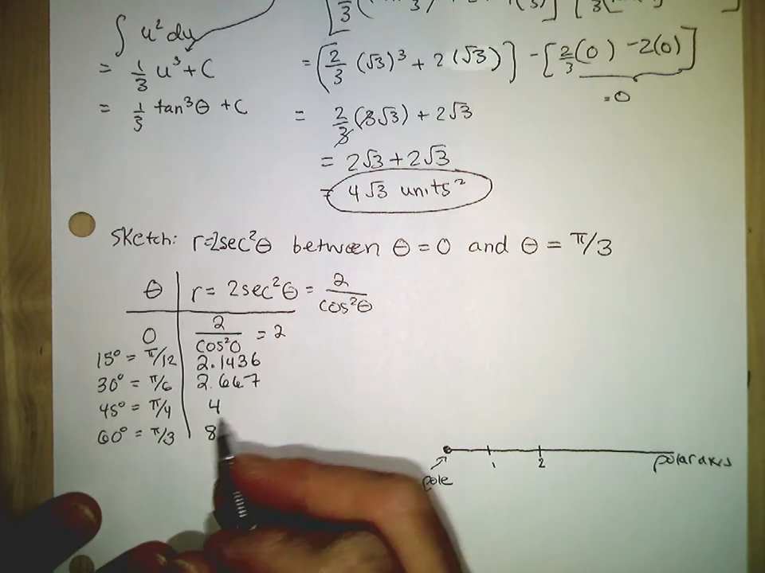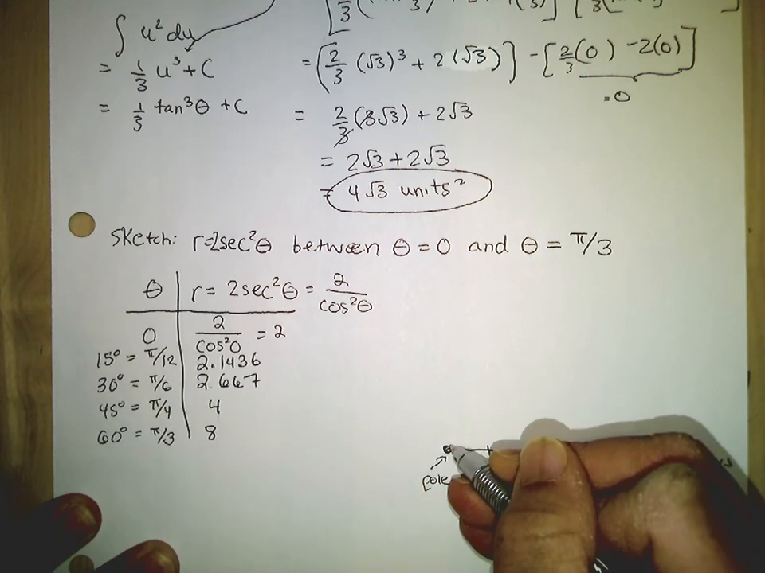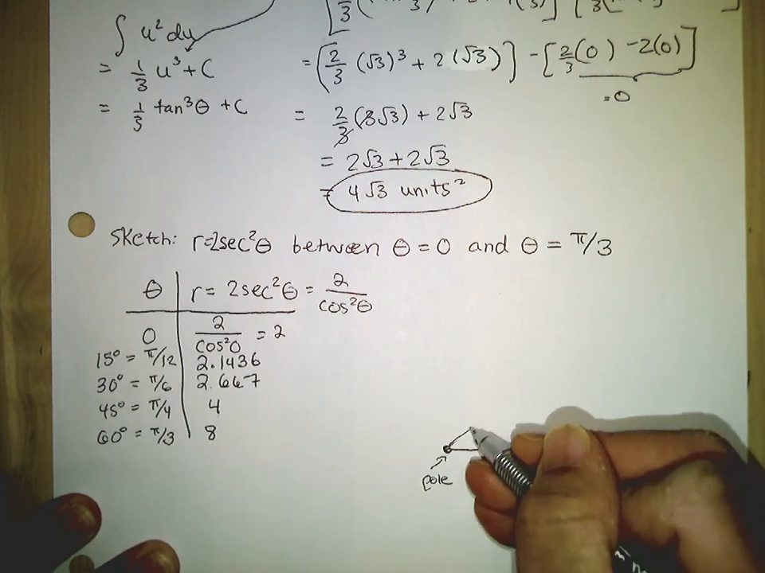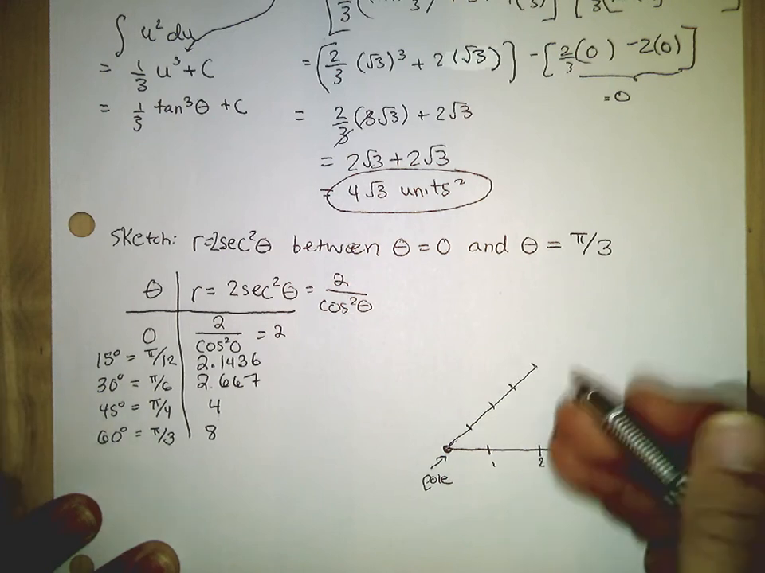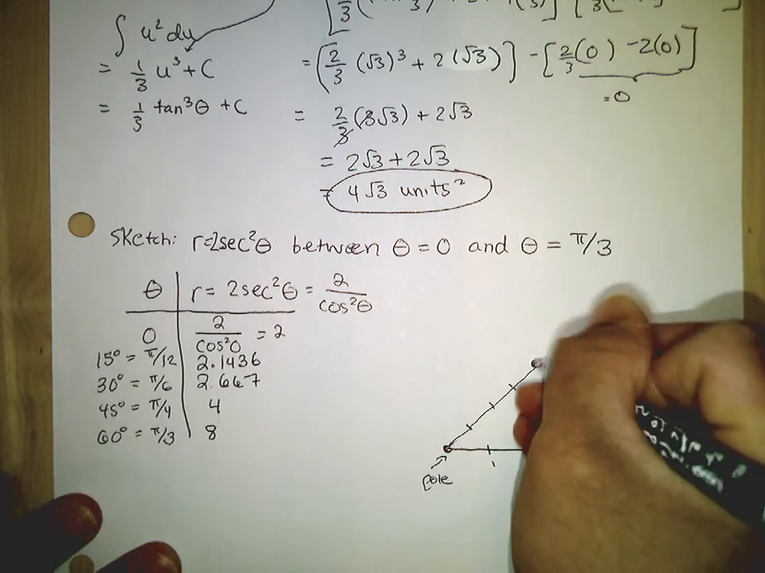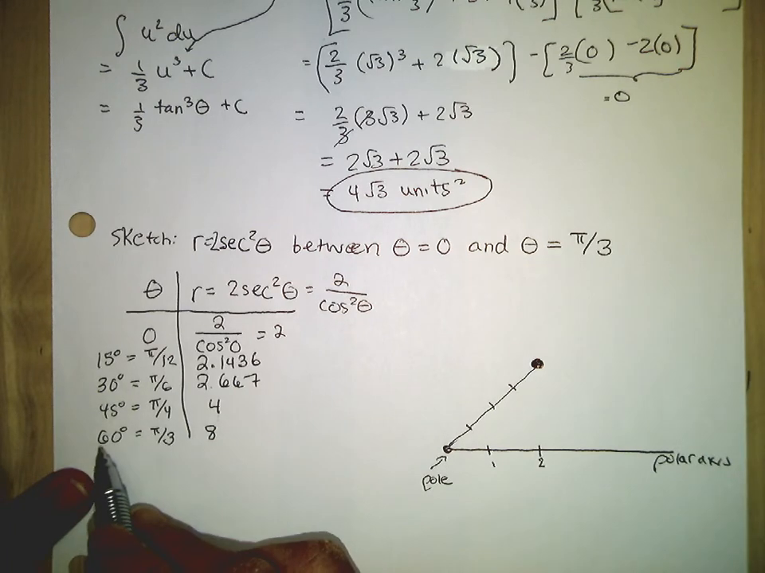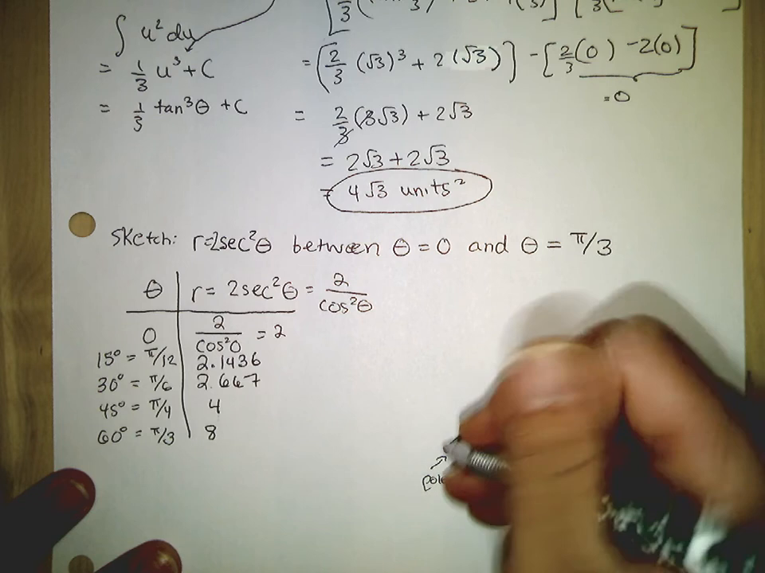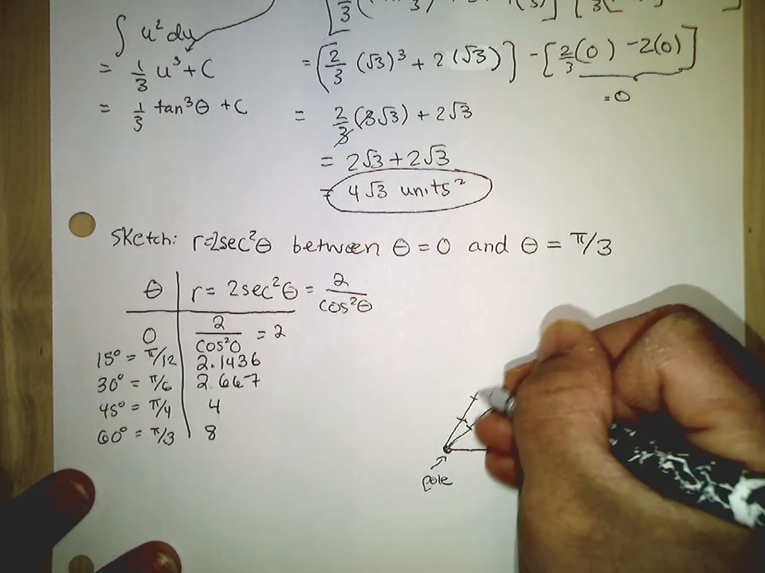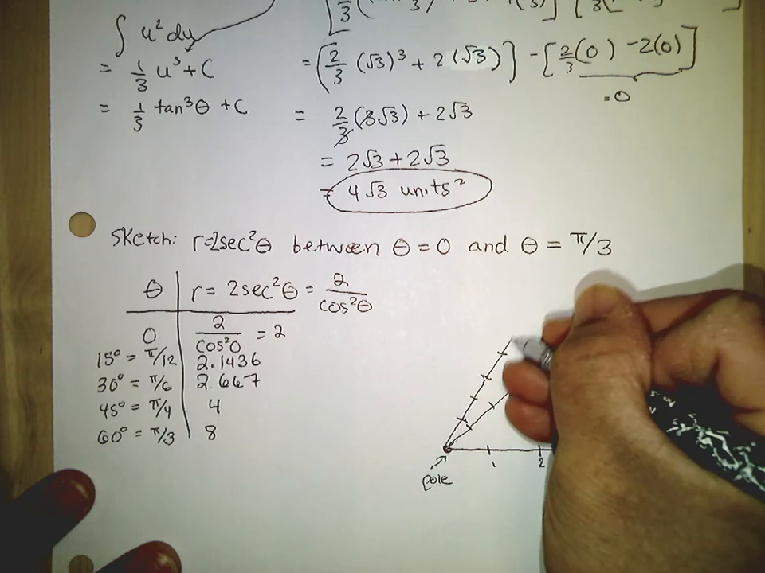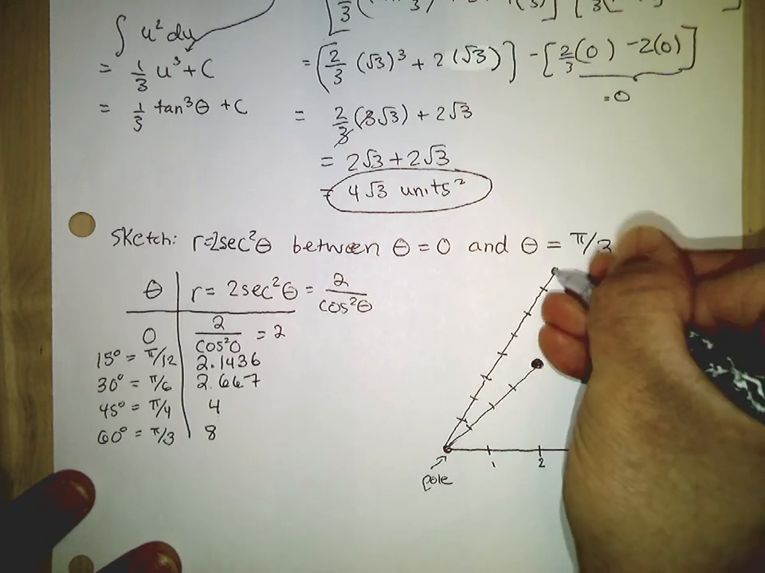So let's do the ones with the whole numbers first. So at pi over 4, we get 4. So 1, 2, 3, 4. So this is one of the points. Now at pi over 3, we get 8. So 1, 2, 3, 4, 5, 6, 7, 8.